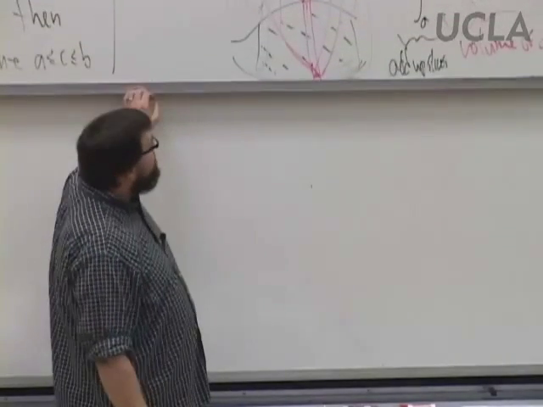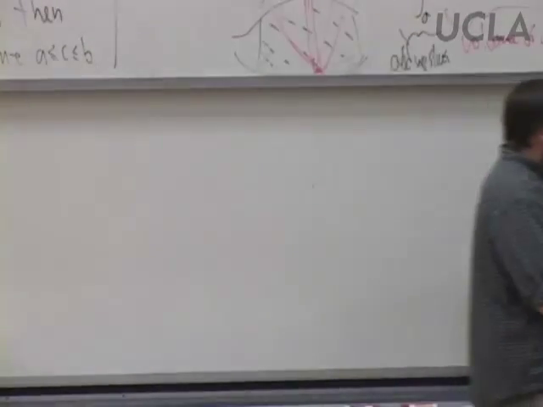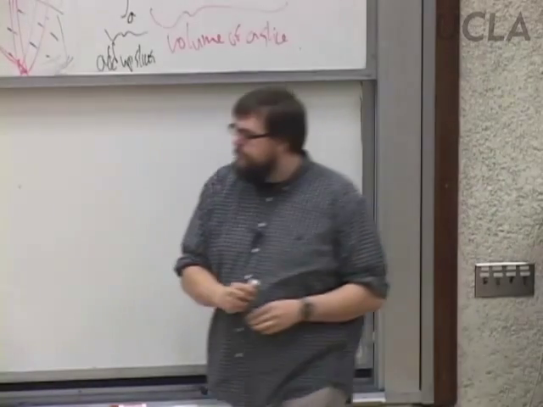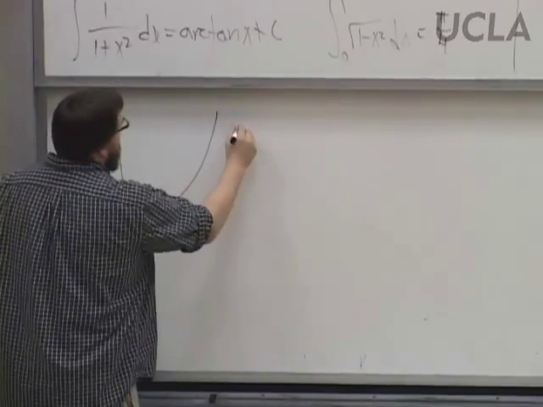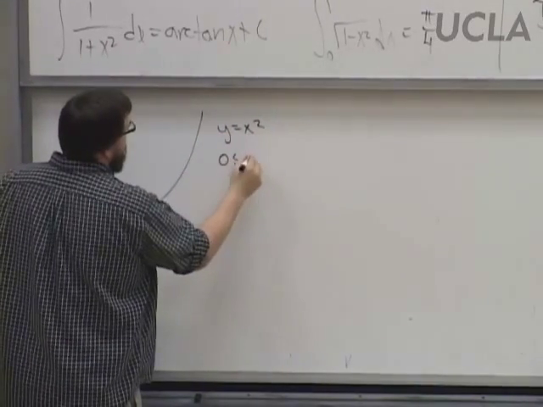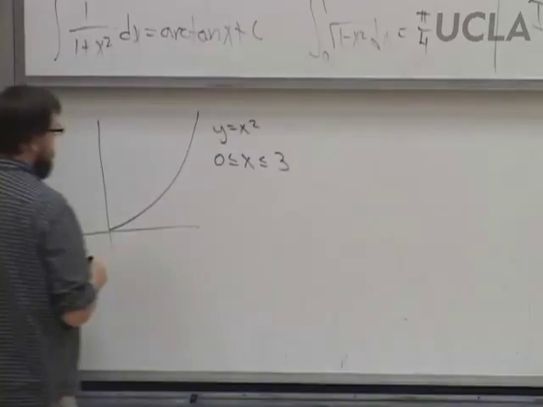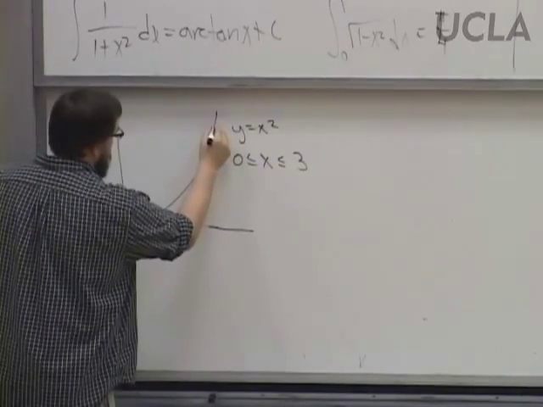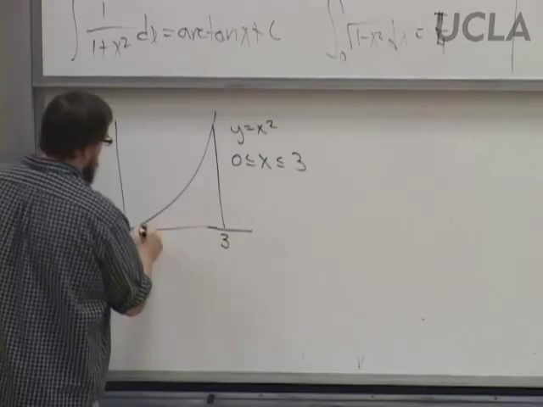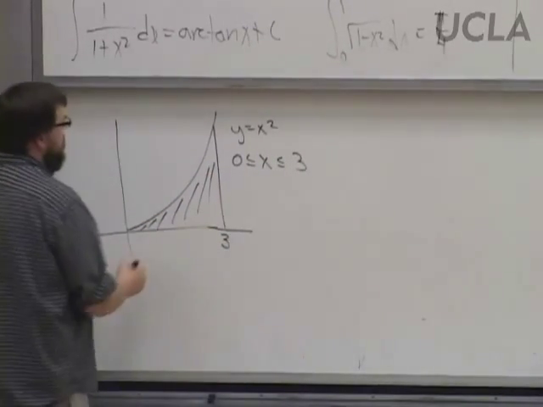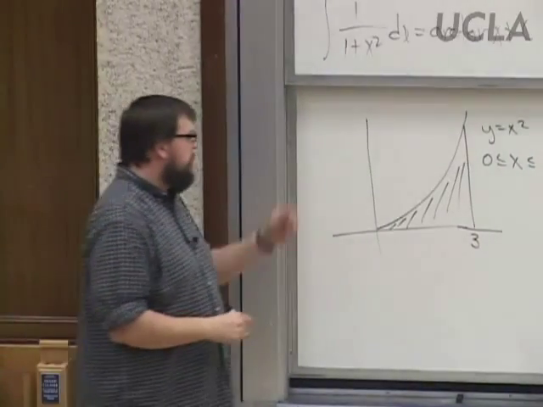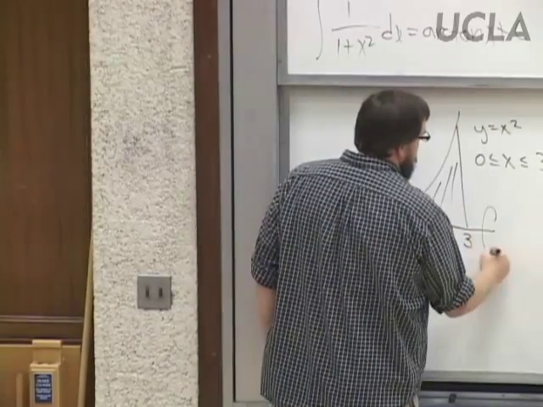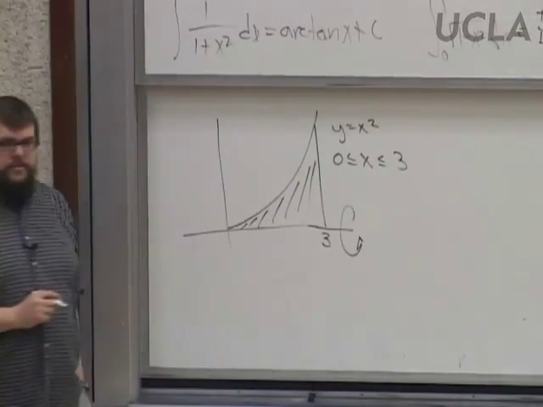All right. So let's see. We should probably do some examples. Let's try a very simple one. Let's take y equals x squared, and let's go from 0 to 3. I just want to go from y equals x squared down to the x-axis between 0 and 3. So I want to take this as my region. And let's do the case where I revolve around the x-axis.